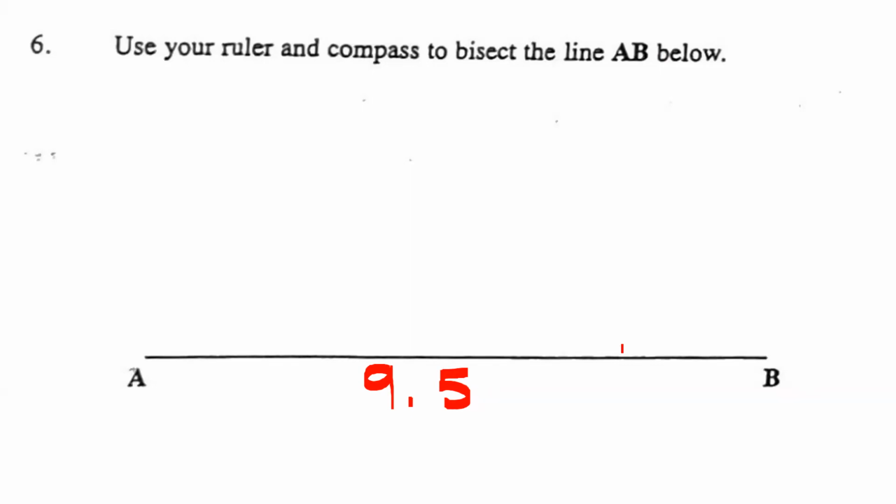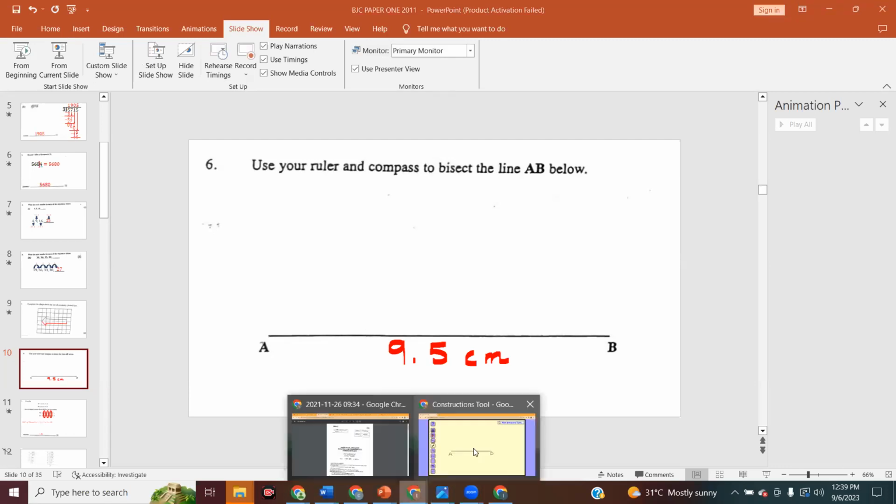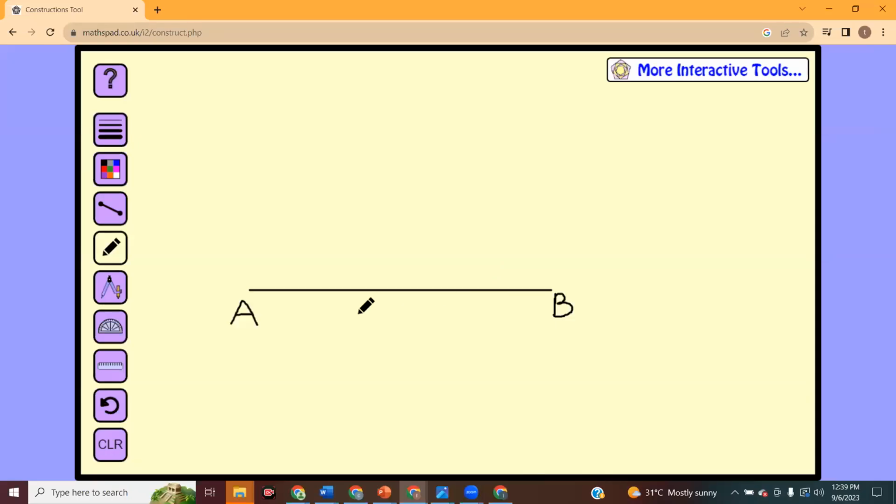So again, what we want to do is we want to bisect this line. This line is 9.5 centimeters. Okay, bisect means to cut in half. So let us go and use a ruler and a compass to bisect this line. So let's do that. Again, we have the line AB. It is 9.5 centimeters. And what we want to do is get our compass.